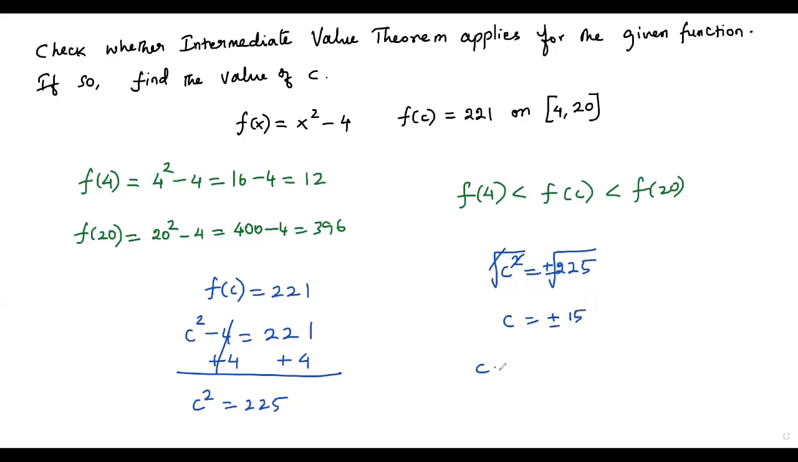We get two values for c. One is 15 and the other one is negative 15. In these two values, we just have to consider the value of c which comes between 4 and 20. So 15 is the value which comes between these two values 4 and 20. Therefore, the value of c is 15, belonging to the open interval 4 comma 20.